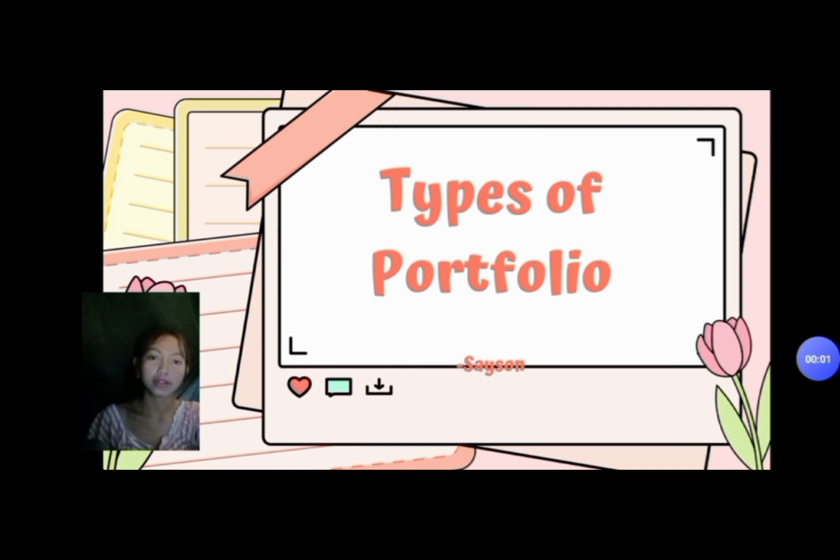Good day everyone, I am Charilyn Sayson. So, as tackled by the previous reporter, the portfolio is used to assess the students' learning and also their performance. Now let's move on to the types of portfolio.